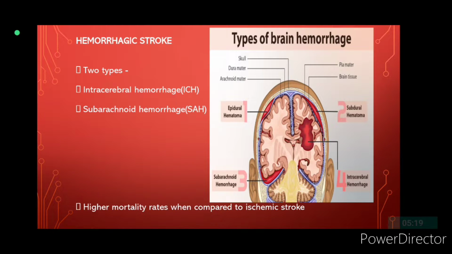Hemorrhagic stroke. Hemorrhagic stroke is further divided into two types. First, intracerebral hemorrhage, also called ICH. The second one is subarachnoid hemorrhage, also known as SAH. It has higher mortality rates when compared to ischemic stroke.